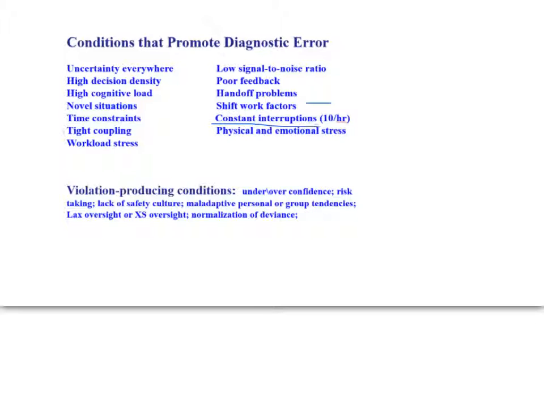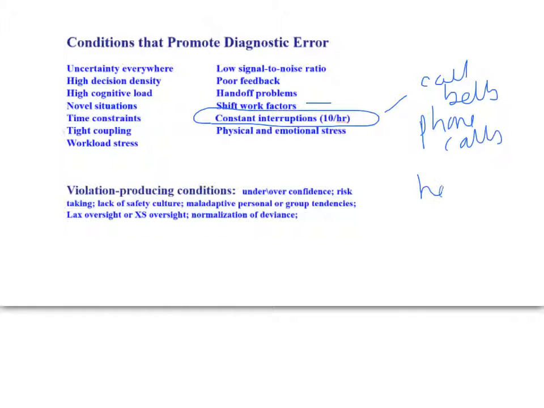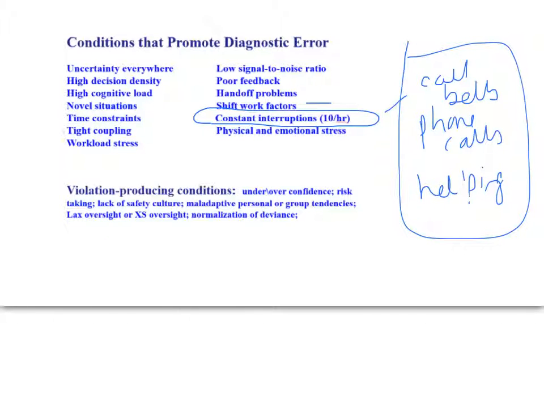Constant interruptions, and a constant interruption is defined as more than 10 per hour. And in nursing, you are living in a constantly interrupted state between call bells, phone calls, your peers needing help, helping others, getting help, helping patients, all kinds of things going on. This is a high-risk situation.